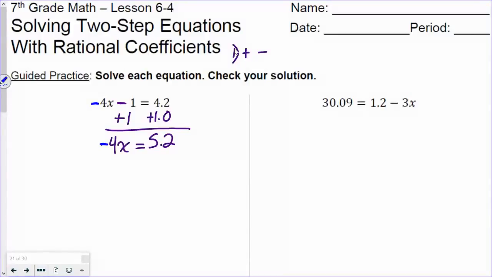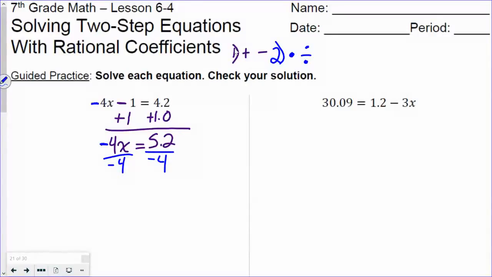All right, so then our next thing that we have to do is we get rid of either multiplication or division using the opposite or inverse operation. So in this case, we see a negative 4x. That is a negative 4 times x. It's multiplication. Opposite multiplication is division.